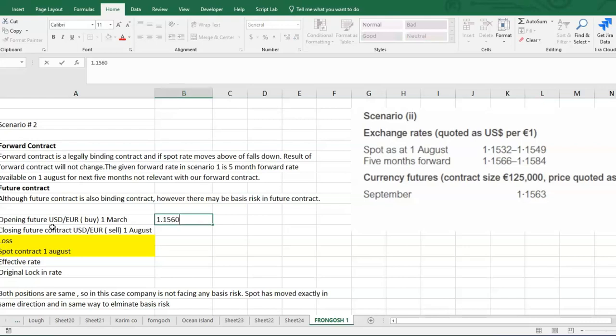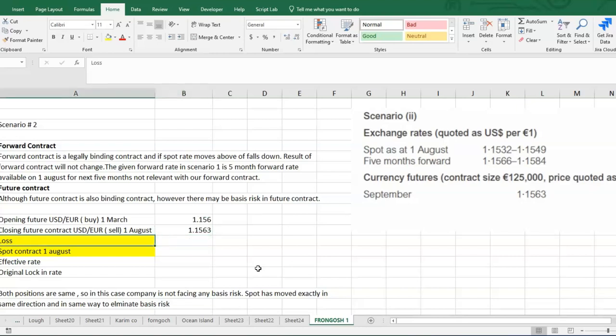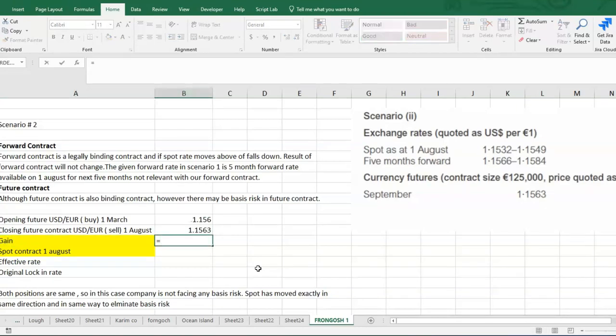1.1540, 60, sorry. Now what is the rate? 1.1563. Guys, is it a gain or loss? Opening future buy position 1.1560, sell is 1.1563. So it's a gain. So what is the gain? 0.0003. And what is the spot on the 1st August now?